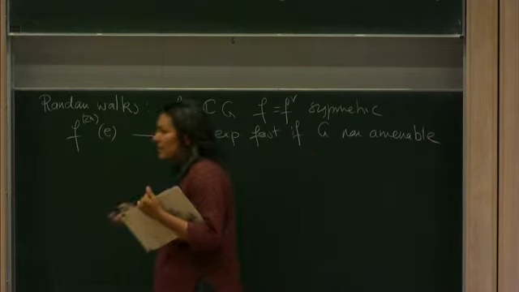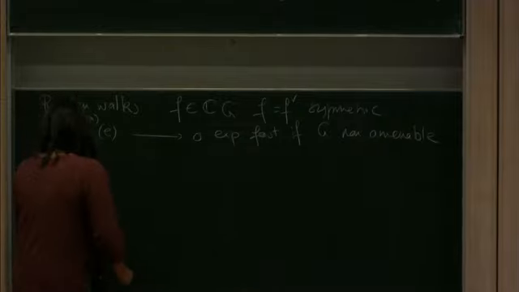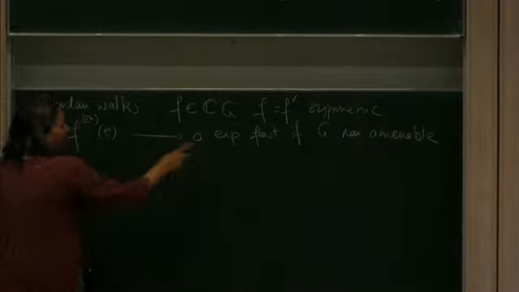So when G is non-amenable, looking at this quantity doesn't give you much information. But equivalently, G non-amenable means that the spectral radius of f is greater than 1. So you can look.